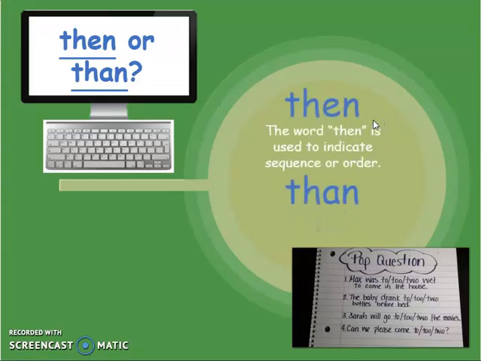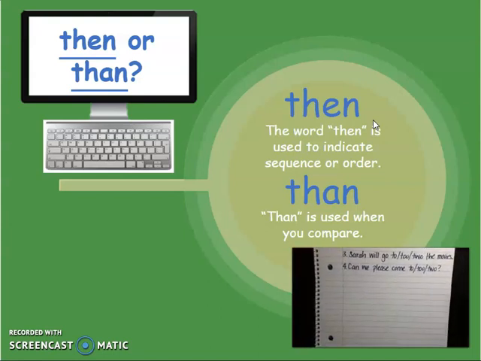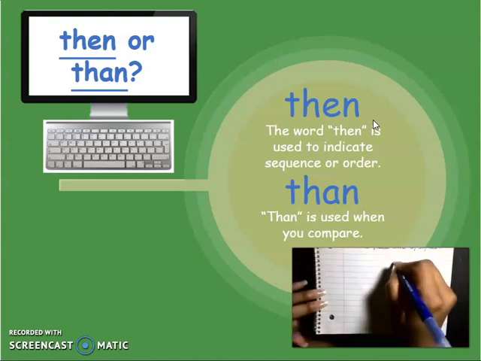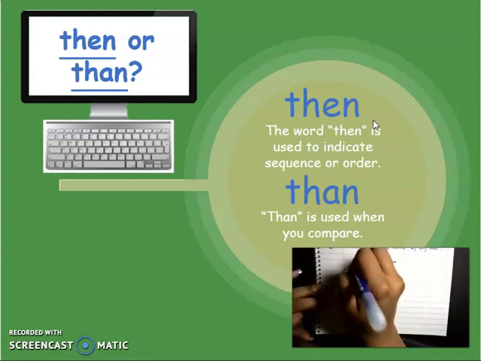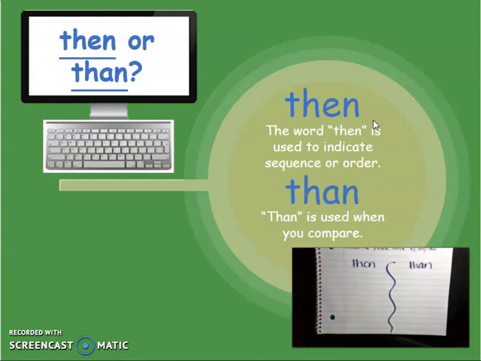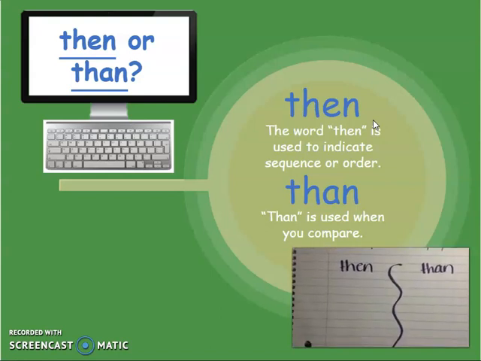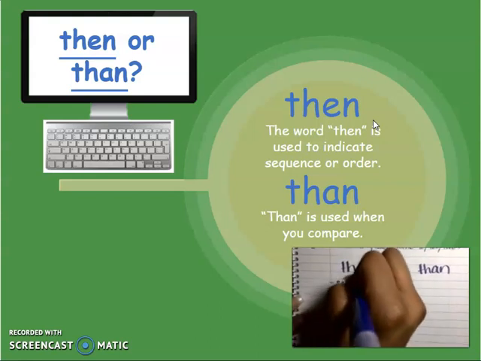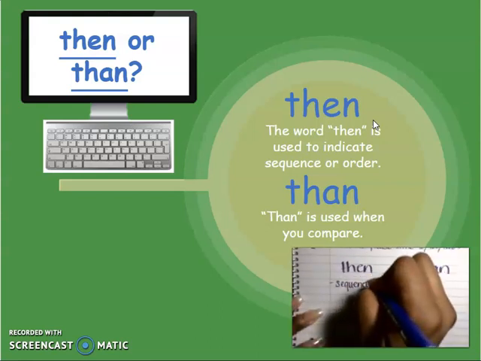Okay, next we will talk about the homophones then and than. So again, at the bottom of your paper, I would like for you to split in half and write then, T-H-E-N on one side, and than, T-H-A-N on the other side. Squiggly down the middle, you have then and than. Okay, we're going to start by writing the definition or the rule for when to use each of them. We are going to use then, T-H-E-N, when we are indicating sequence or order. So here, I just want you to write sequence or order.